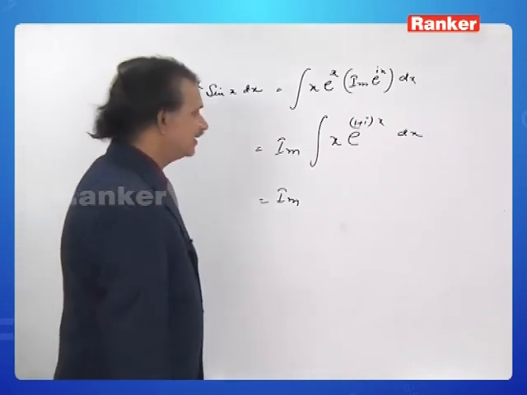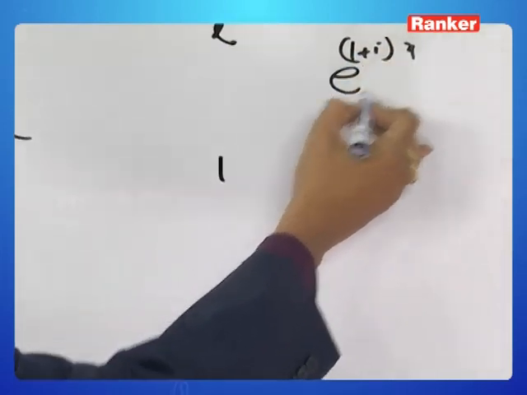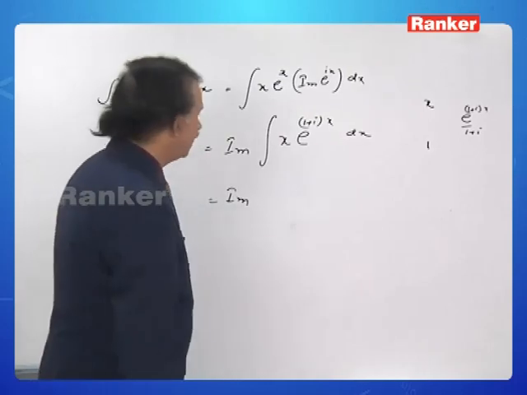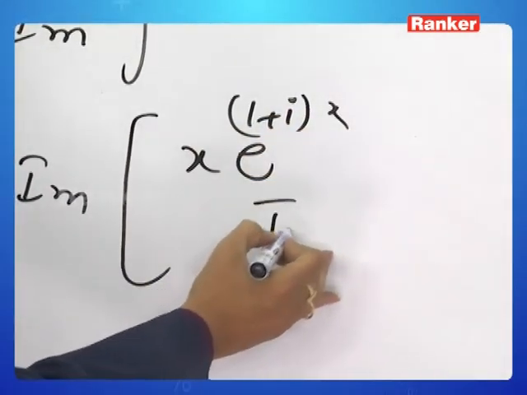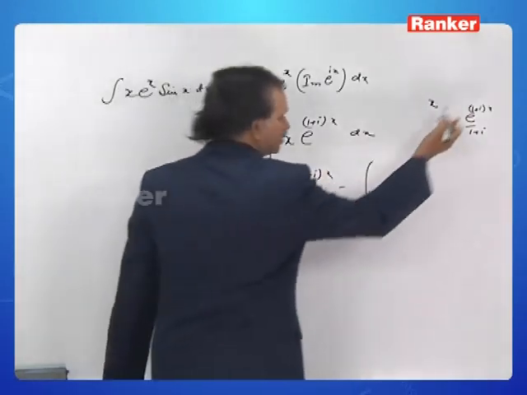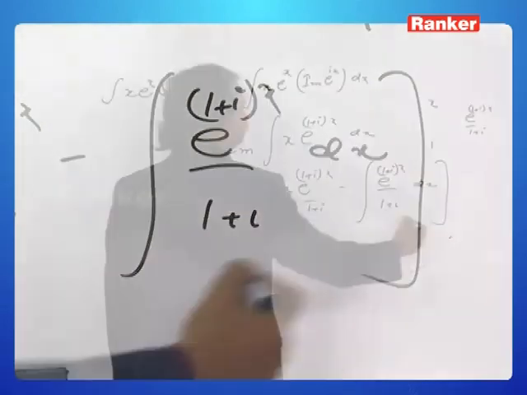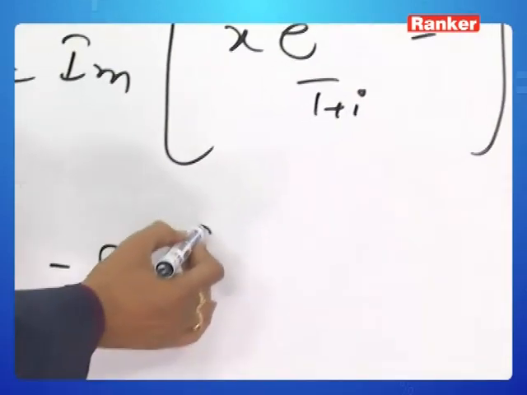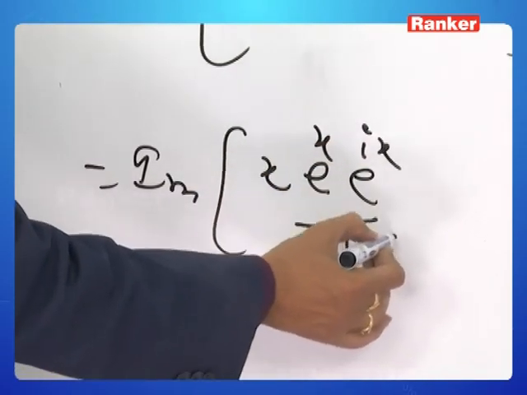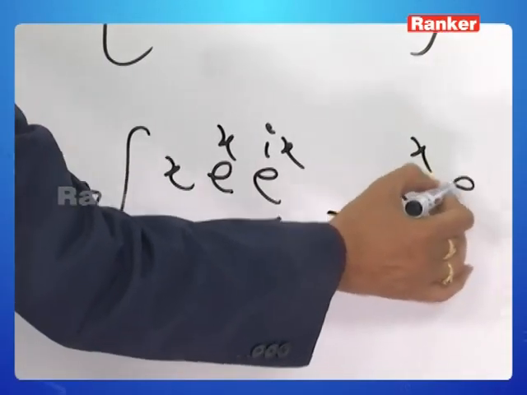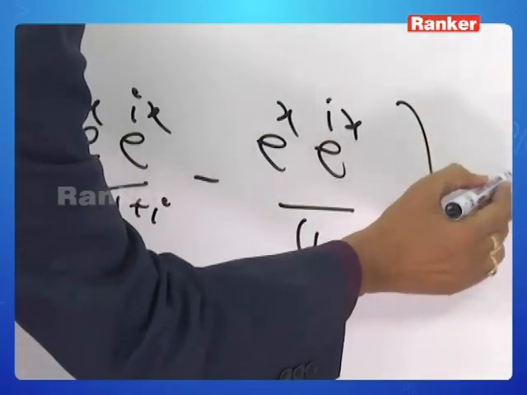by parts formula, the triangular format. What is that? x, 1; integral of this is e power (1 plus i) x by 1 plus i. Okay, imaginary part of, come on tell me, x into e power (1 plus i) x by 1 plus i minus integral of this product. What is that? e power (1 plus i) x by 1 plus i dx. This is therefore imaginary part of x into e power x into e power ix by 1 plus i minus e power x into e power ix by (1 plus i) whole square. Am I correct? Plus c.